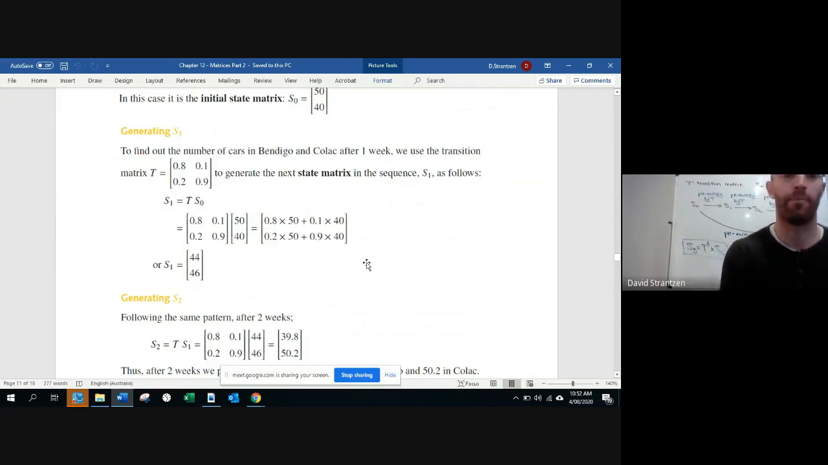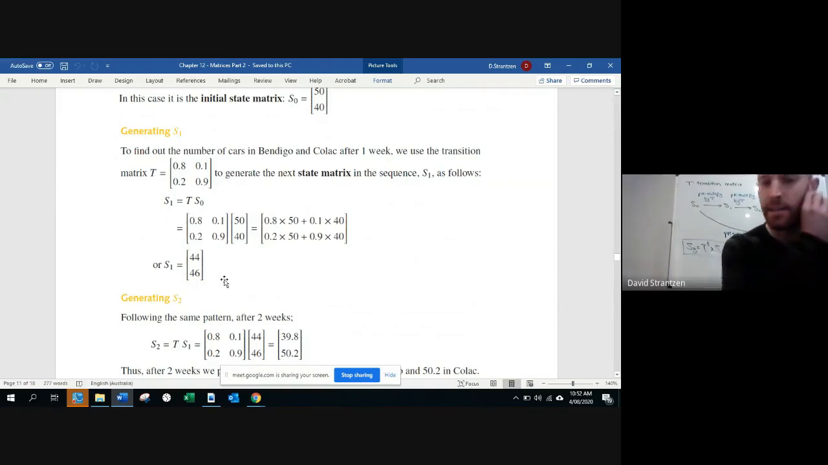All the cars that were in Bendigo either returned to Bendigo or went to Colac, and all the cars that were in Colac either returned to Colac or went to Bendigo. So no car has been lost or misplaced, and we haven't ordered in any new cars. We've still got the 90 cars that we started with.